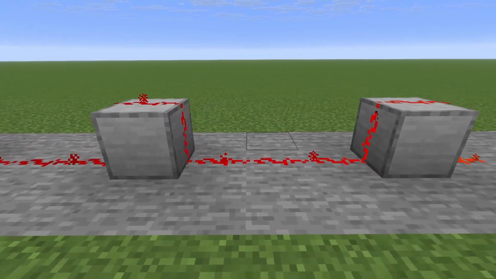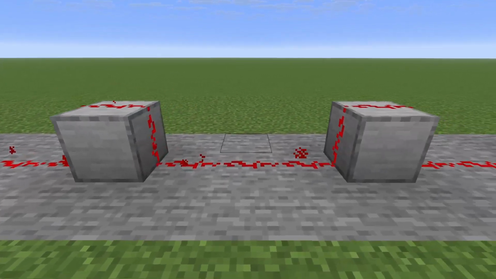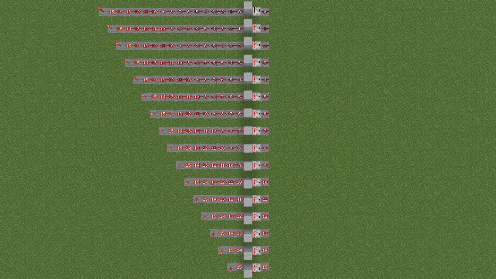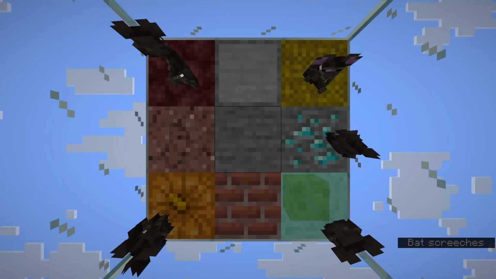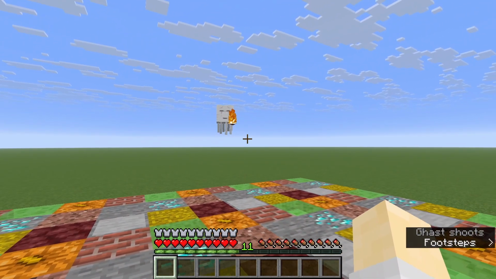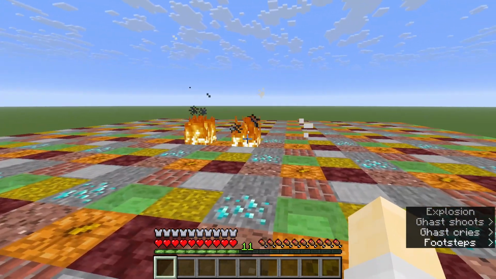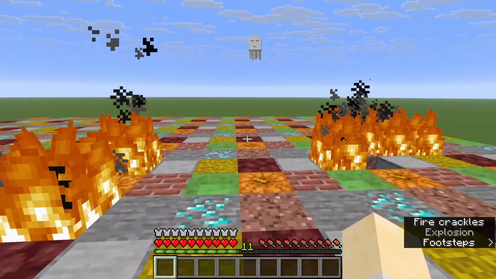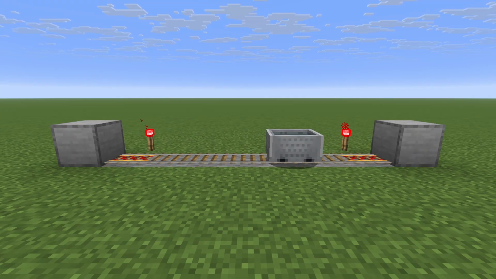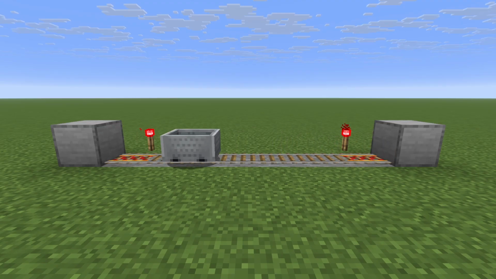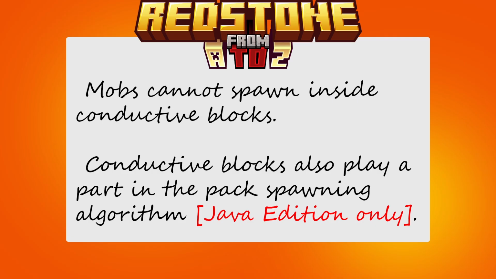Redstone dust can transmit a signal up or down a conductive block. Redstone comparators can measure block state through a conductive block unless its power level is 15. Other properties may include: bats can hang upside down on conductive blocks, ghast fireballs start fires on conductive blocks, minecarts bounce off conductive blocks if a minecart passes over a powered rail pointing into a conductive block. Mobs cannot spawn inside conductive blocks. Conductive blocks also play a part in the pack spawning algorithm, Java Edition only.